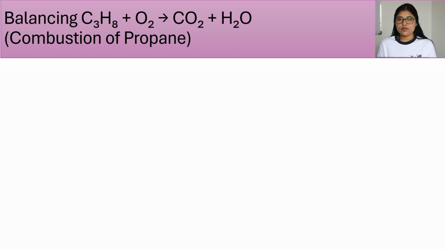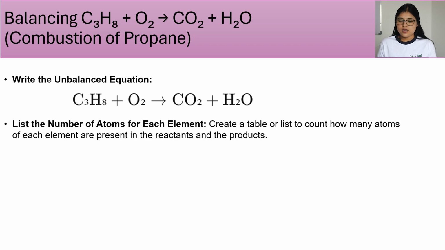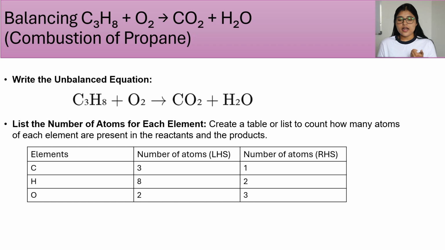Now let's take an example of balancing the equation for combustion of propane. Let's write the unbalanced equation. C3H8 plus O2 gives CO2 plus H2O. Second step is to list the number of atoms for each element. Now I have created a table here and have listed carbon, hydrogen and oxygen. Here I can see all of them are unbalanced with different numbers on LHS and RHS.